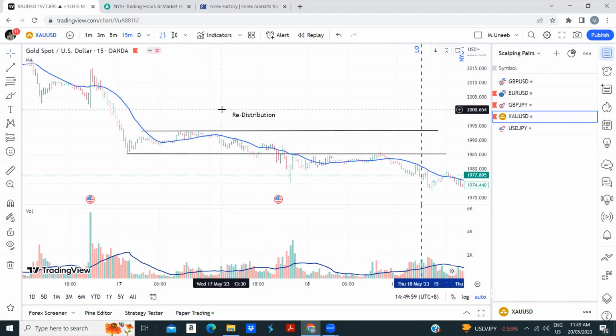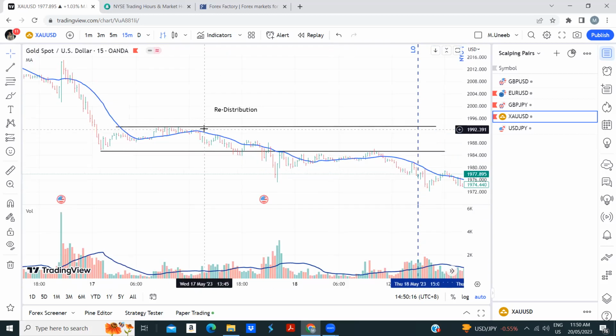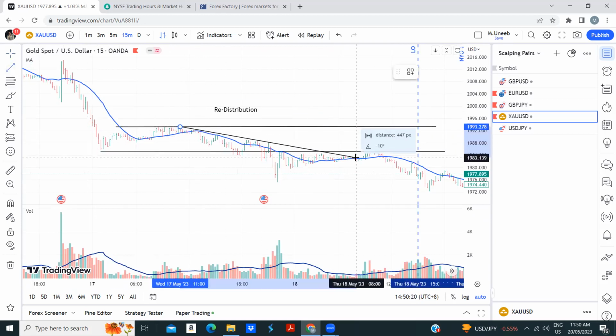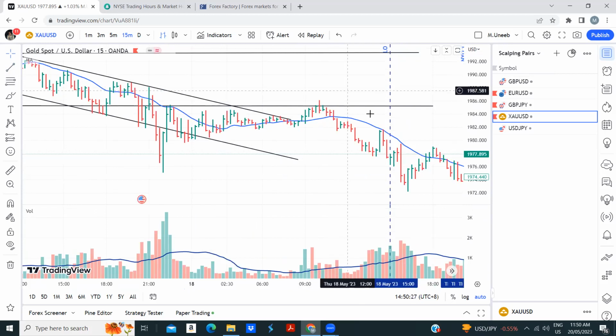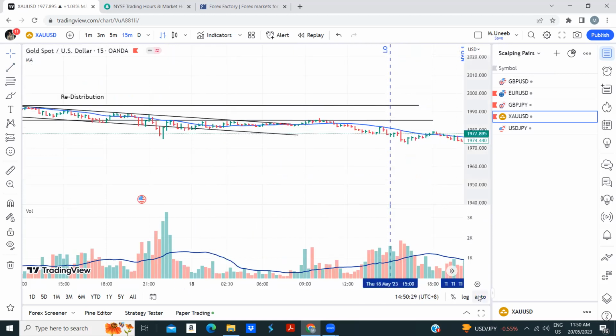Why did I not draw the channels? Remember that to draw the channel, I need a sharp move down like this. For example, I cannot draw the channel from here to here, right? If I draw the channel from here to here, yes, this is a channel here and it failed over here, right? Yeah, this is a channel we can draw.